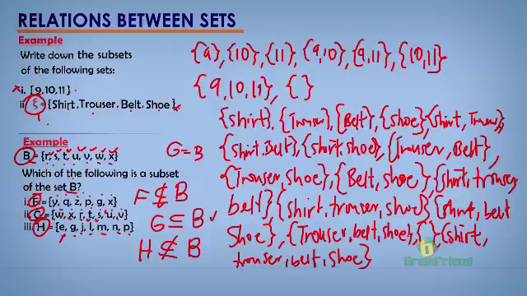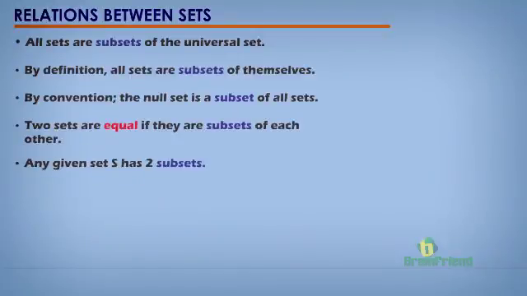Only our set G was a subset of our set B. Let's go on. Quick facts for us to take note of. All sets are subsets of the universal set. So if you have a universal set, every other set under consideration is a subset of our universal set. The universal set, we said, contains all the elements in consideration under a particular problem. By definition also, all sets are subsets of themselves.